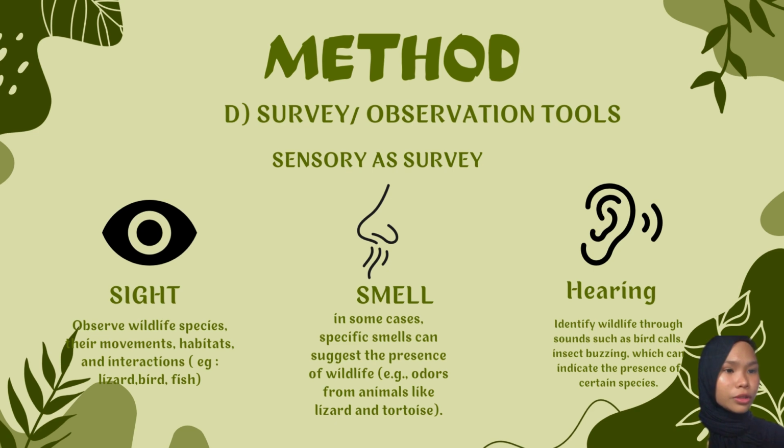Now, let's move on to the method we use in our survey and observation process. We focus on sensory-based tools to observe wildlife in their natural habitats. These tools include sight, smell, and hearing. For the sight, we observe wildlife species directly, noting their movement, habitats, and interaction. For example, we look at animals like lizards, birds, and fish to understand their behavior and environment.